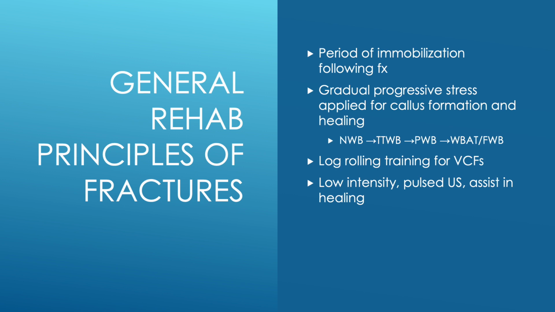Progressive stress and callus formation. After the acute phase of healing, gradual and progressive stress is applied to the fracture site to promote callus formation and remodeling of bone. Weight-bearing status typically progresses from non-weight-bearing to toe-touch weight-bearing, partial weight-bearing, and then weight-bearing as tolerated to full weight-bearing, based on fracture type and healing progress. Log rolling techniques are crucial for patients with vertebral compression fractures to minimize spinal movement and reduce pain during transfers and positioning.